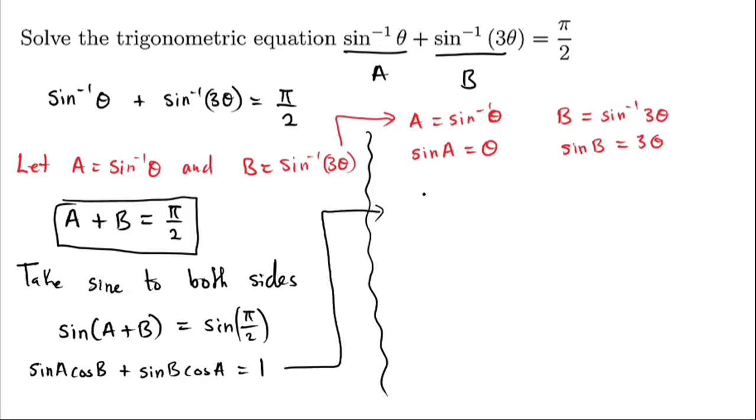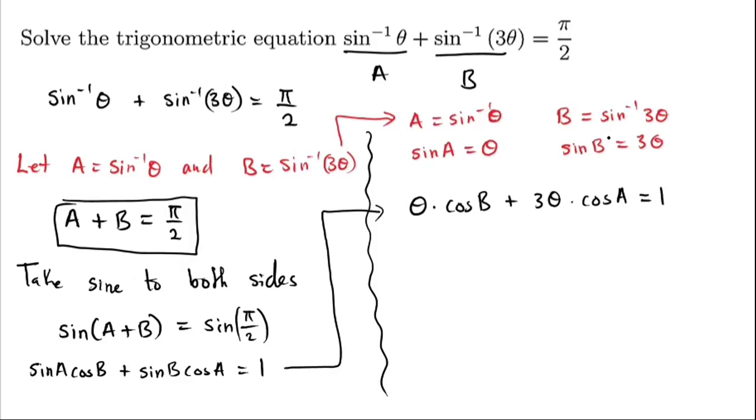Now, let's substitute in this identity that we have. So if we substitute, where there's sine A, we'll replace it with theta. Where there's cos B, we'll leave it as it is. Plus, where there's sine B, we'll replace it with 3 theta. And where there's cos A, we'll leave it as cos A. Like this. And all this is equal to 1.